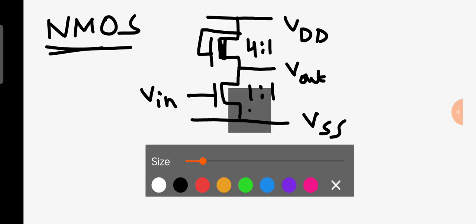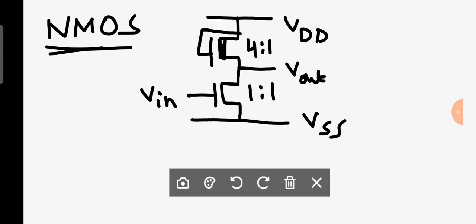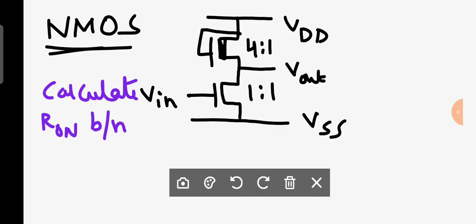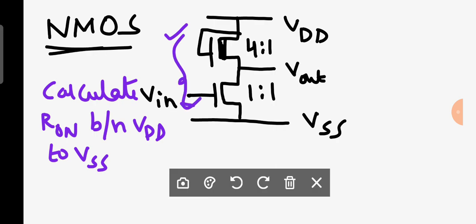Let us understand what the question is for you from your external exam point of view. They will ask the question: calculate the on resistance between VDD and VSS for the NMOS inverter shown below. They are going to ask in this manner. First of all, you should find the on resistance of the depletion mode, and later you should find the on resistance of the enhancement mode, and after that you should combine these two. That is an important task.